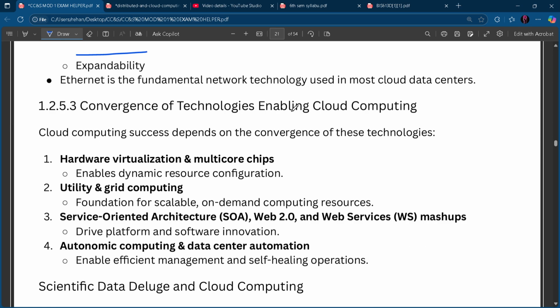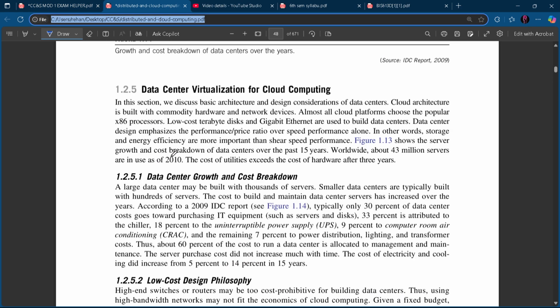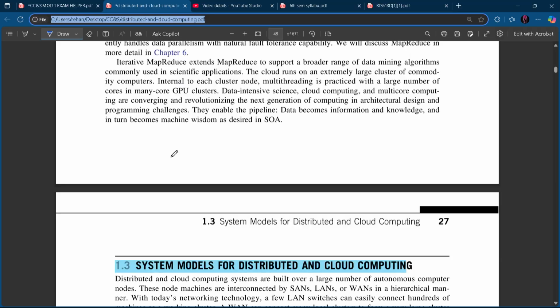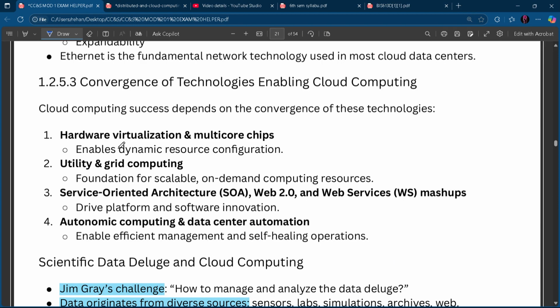Then convergence of technology enabling cloud computing. You have to remember these four things, which are also mentioned here. If you see convergence, 1, 2, 3, 4, same thing. Hardware virtualization and multi-core chips, utility and grid computing, service-oriented architecture, Web 2.0. Utility computing is for on-demand resource, computing resource. This drives platform and software innovation, enabling self-efficient management and self-healing operation.